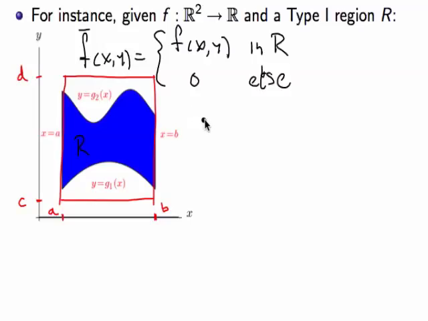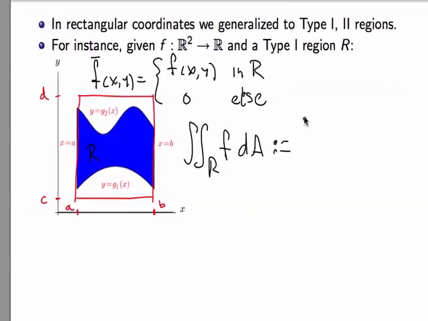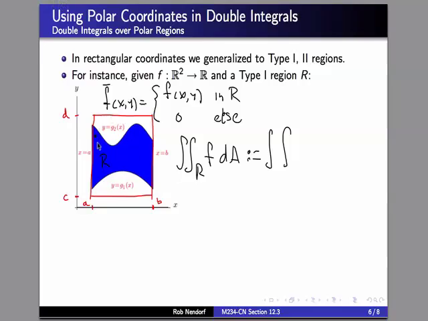Okay, so then what we did was we defined the integral over R of f dA. We defined it to be the integral over this rectangle of f bar. So we're integrating f bar. And now we can get more specific because it's a rectangle. We can write it as an iterated integral from C to D, from A to B, dy dx. Okay, so we essentially define it as the integral over this rectangle and then apply Fubini's theorem for integrals over rectangles.